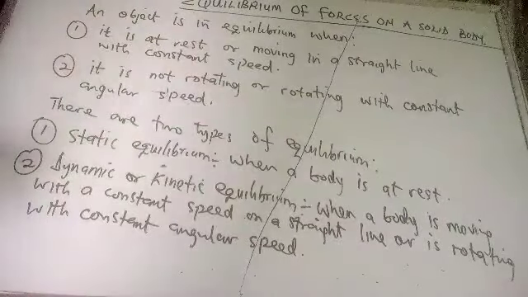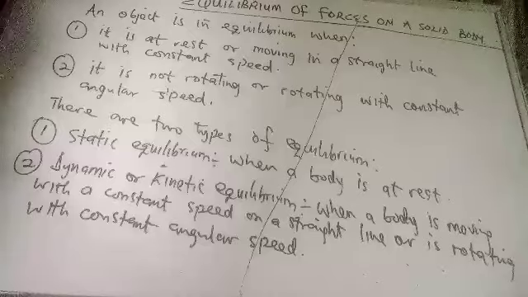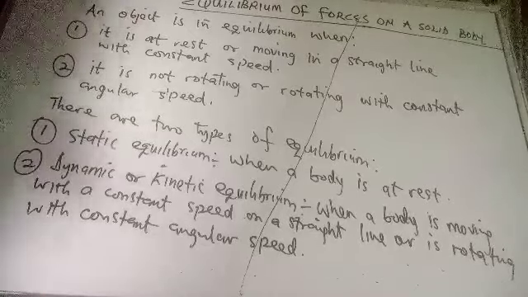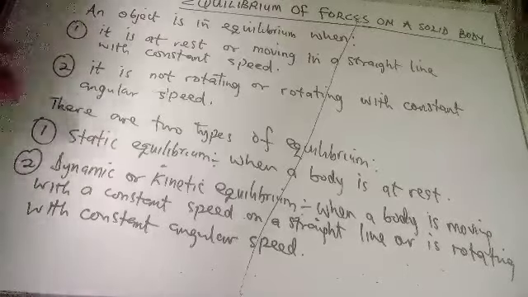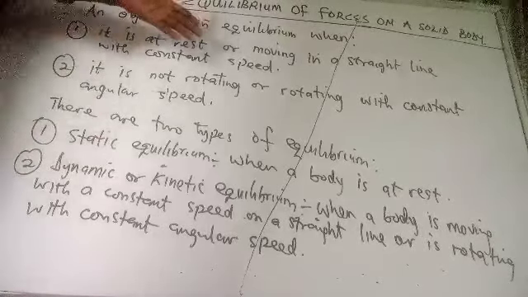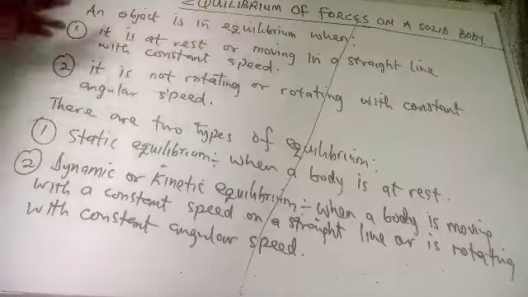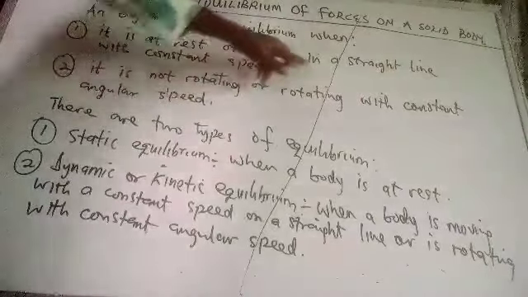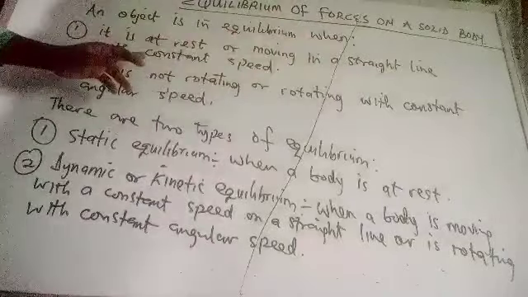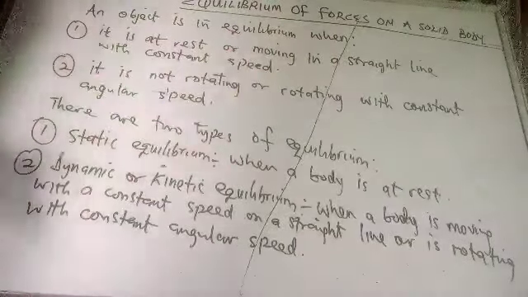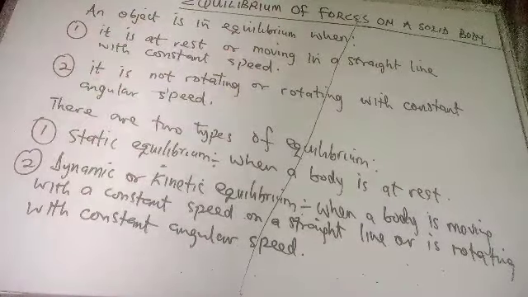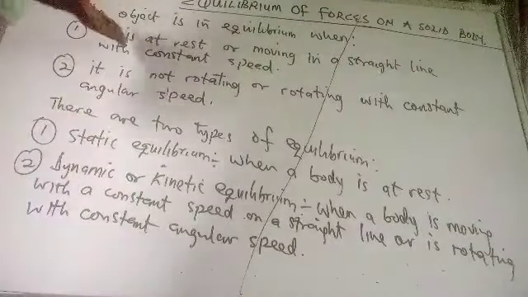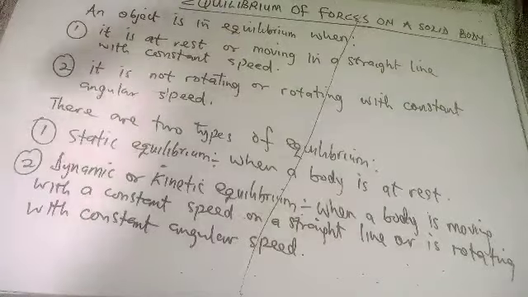Equilibrium simply means balance. But some people will mistake it for only when the body is not moving. No. An object can be in equilibrium even when moving, that is, when it is moving with constant speed. Constant speed means no acceleration. Such a body is in equilibrium. It can be at rest. Such a body is in equilibrium.